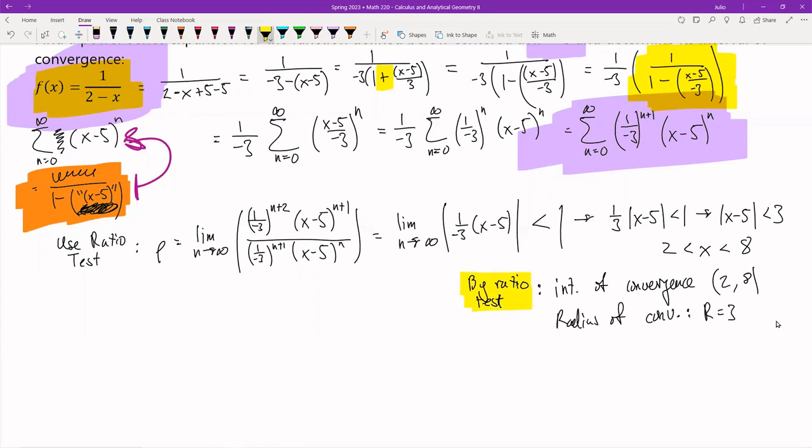Again, this is where it's going to be converging. We now need to determine the endpoints. So we need to plug in 2 and 8 into our series and see what happens. Okay, so I'm going to do it over here. At x equals 2, let's find out what happens.